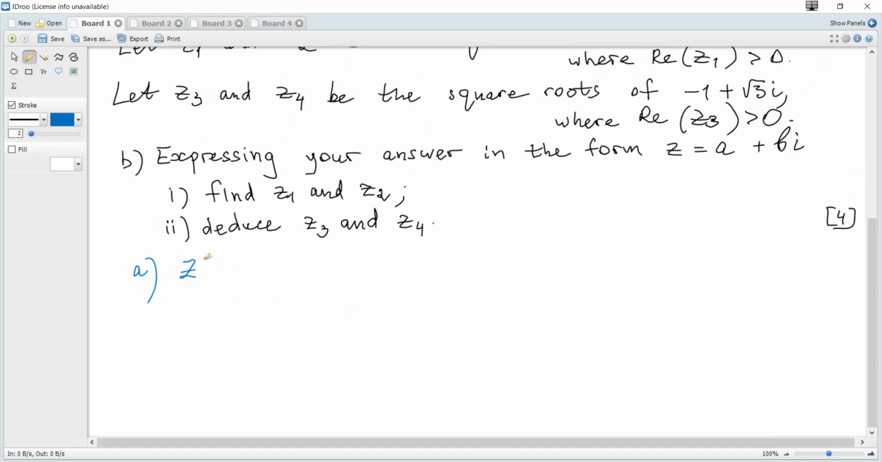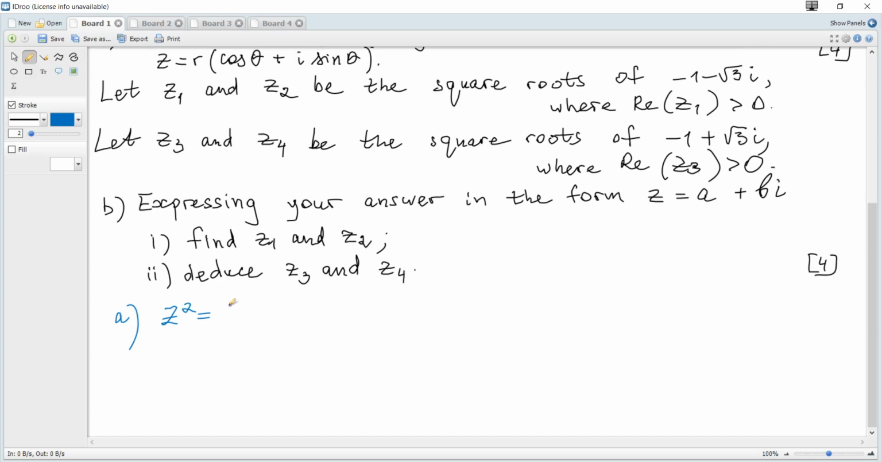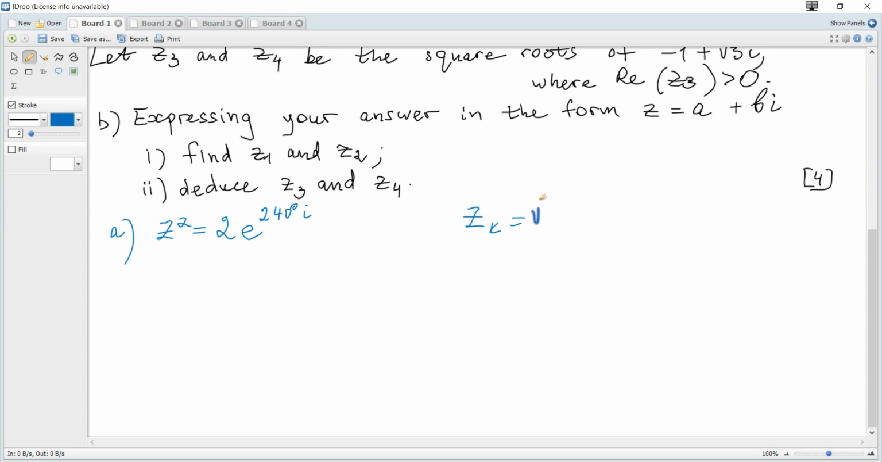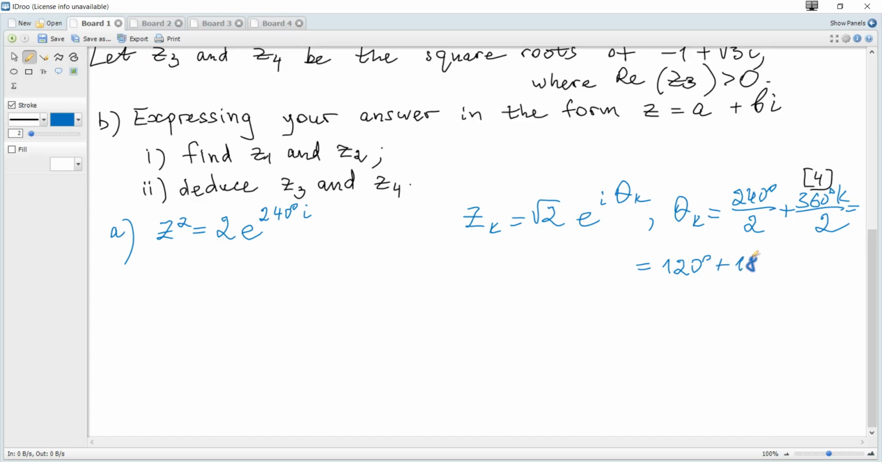So z squared is 2 e to the power of 240 degrees i. Then the roots are z_k is square root of 2 e to the power of i theta_k, where theta_k is 240 degrees over 2 plus 360 degrees k over 2. We can simplify and it becomes 120 plus 180 k, for k is 0, 1.